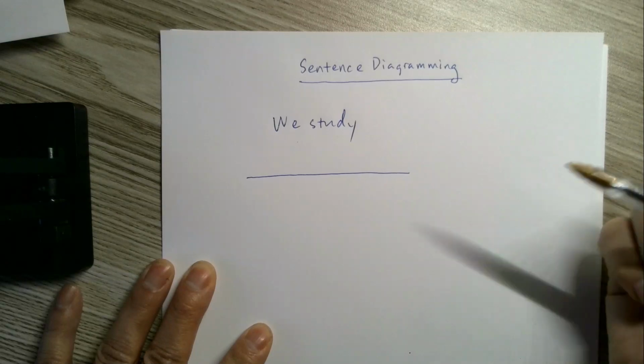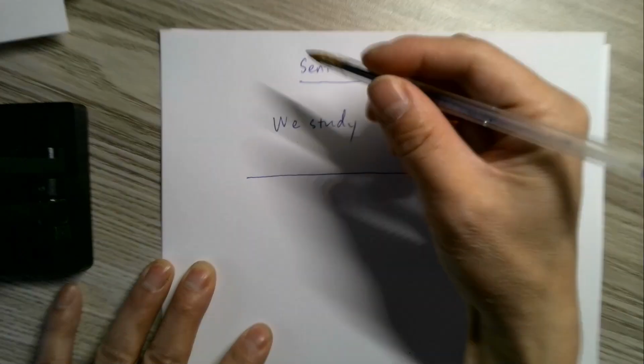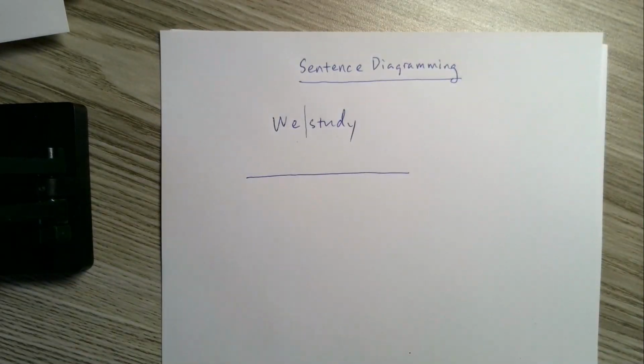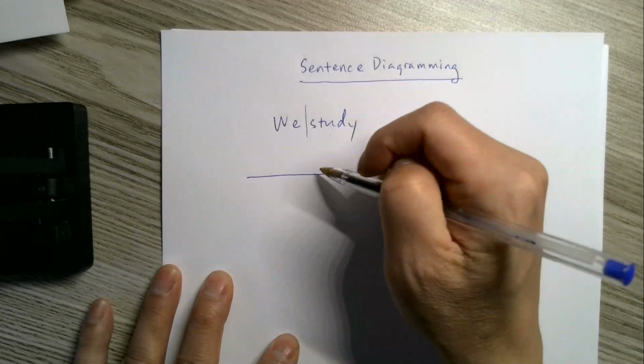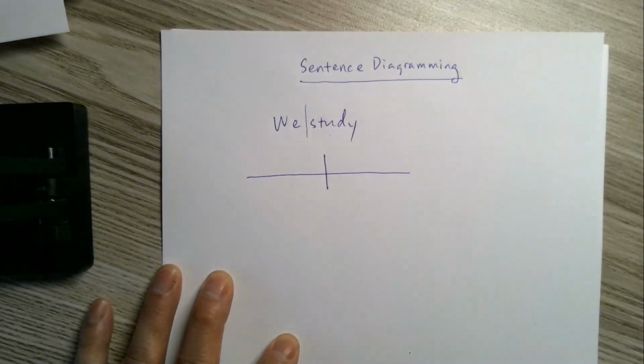So in any basic sentence, we have two parts. In this case, we have the subject and the verb. And so in the diagram, we will also cut that horizontal line in half.